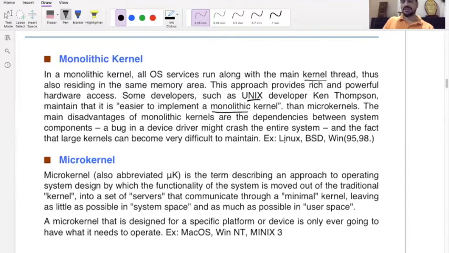So the examples in today's systems: Linux is one example you can see. And there is BSD, that is Berkeley Software Distribution. That is also a type of operating system where a monolithic kernel has been used. Then in previous versions of Windows, 95 and 98, a monolithic kernel has been used.